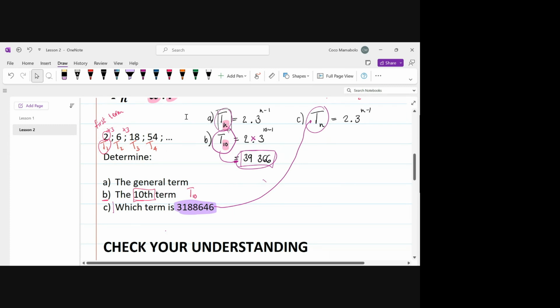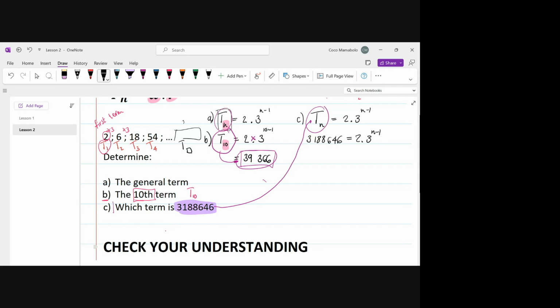3,188,646 equals 2 times 3 to the power of n minus 1. Now we can see that we're solving for n, because the n part will tell us the T, the position at which we get that number. We're going to find 3 million at that T whatever.